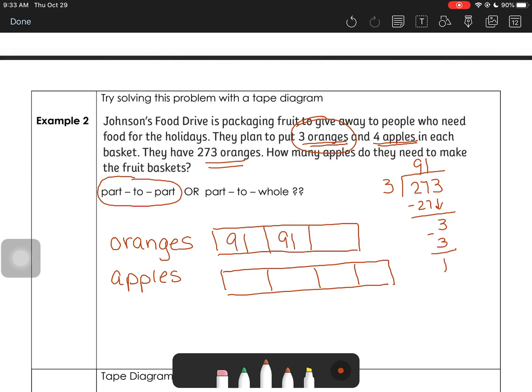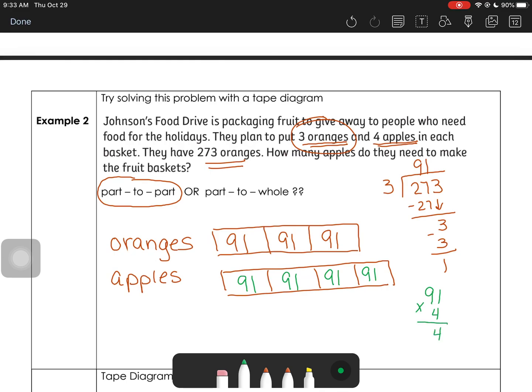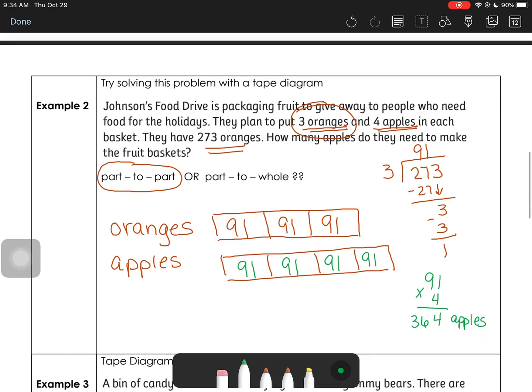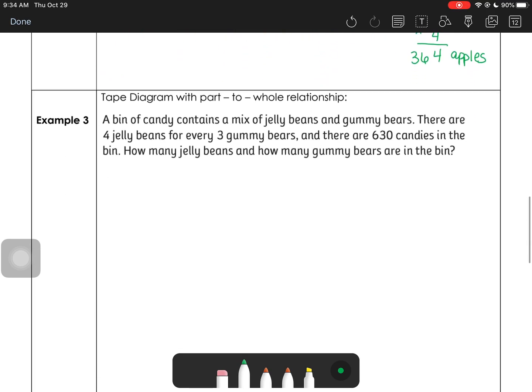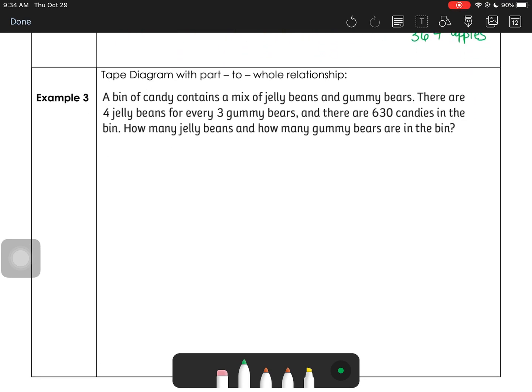And since the sections in a tape diagram are exactly the same, then we know that we have 4 sections of apples that are 91 each. So to find out the total apples, we can add 91 4 times, or just take 91 times 4. And we know that we have 364 apples. In the next section, we're going to decide if it's a part to part or part to whole.